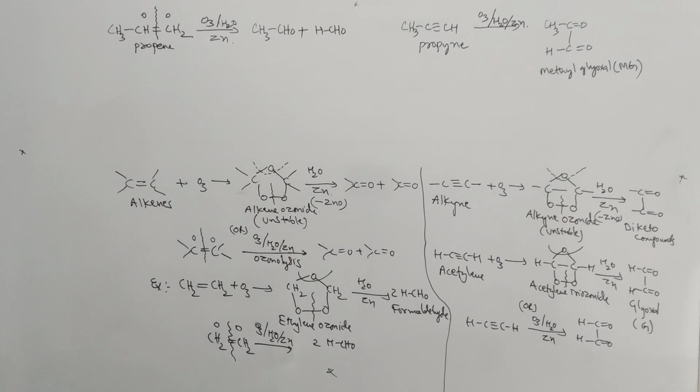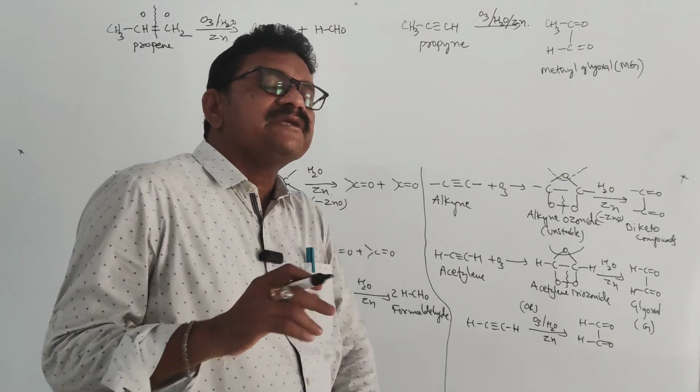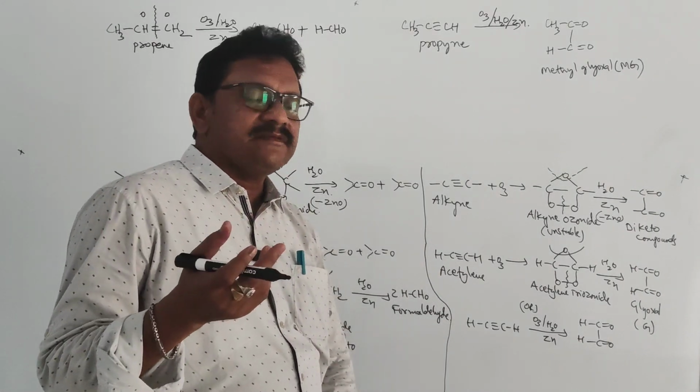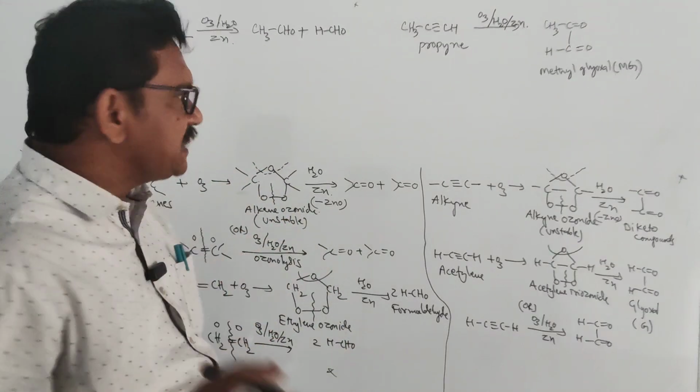Here also this oxygen taken by zinc is eliminated as zinc oxide. So you need not write the byproducts and balancing in organic chemistry. While studying organic chemistry, you don't bother about balancing.